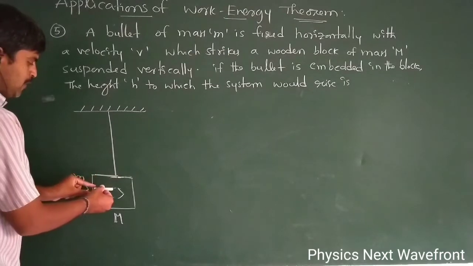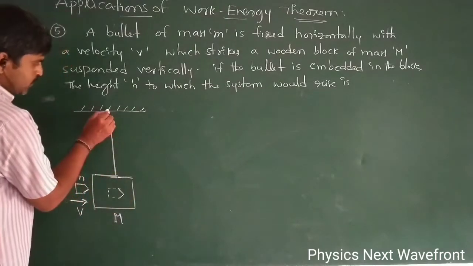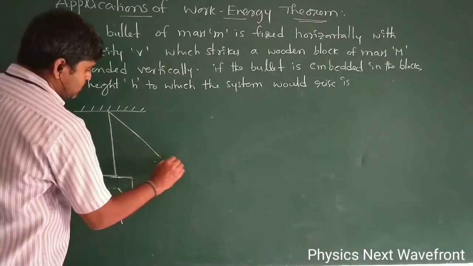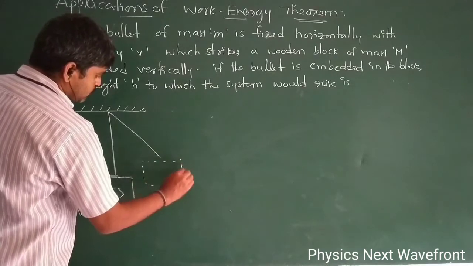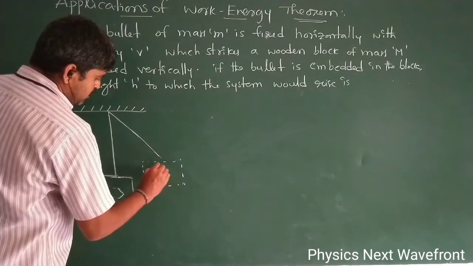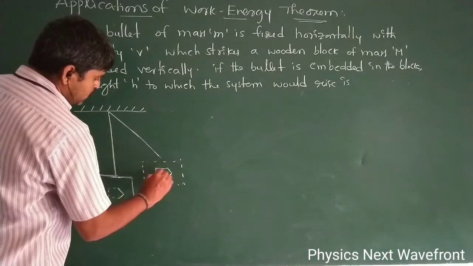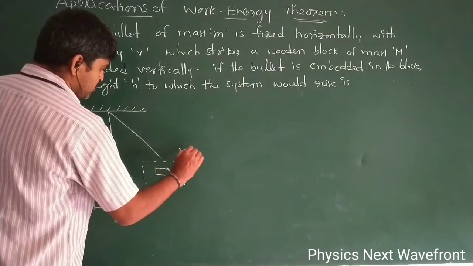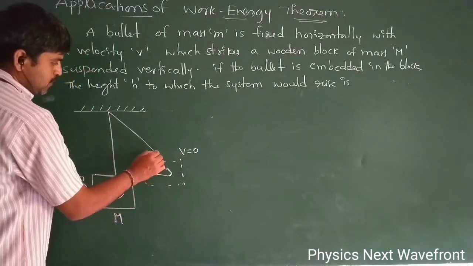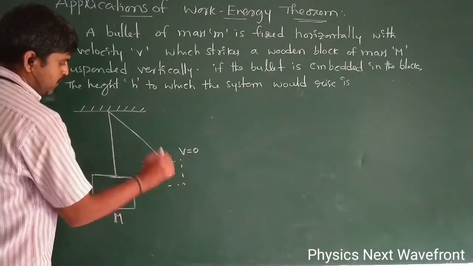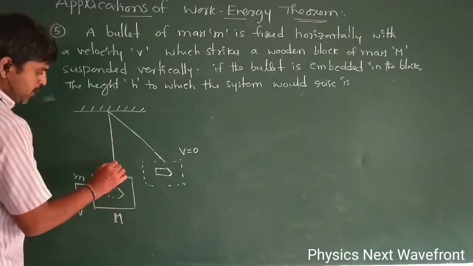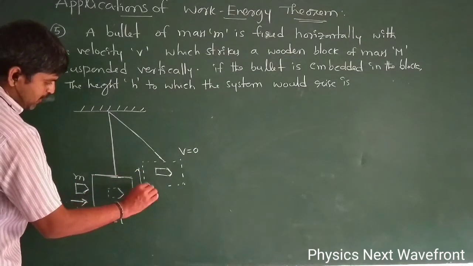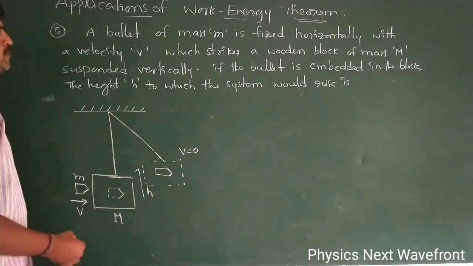After that, due to the common velocity, the block oscillates like this. This is the position of the block. At this extreme position, the velocity of the combination of block and bullet is 0. Now we have to find the height it rises before it comes to rest.